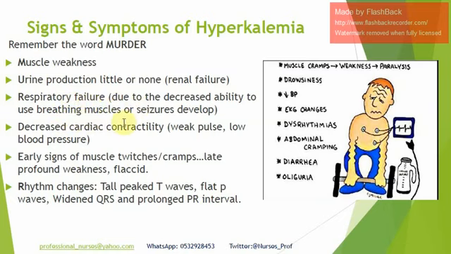D, decreased cardiac contractility, the patient may have a weak pulse and low blood pressure; and also seizure may develop. Early signs are muscle twitching and cramps, and at a later stage the patient has profound weakness and flaccidity. The last sign is rhythm change, or ECG changes. In ECG we may see tall T wave, flat P wave, widening QRS, and prolonged PR interval.